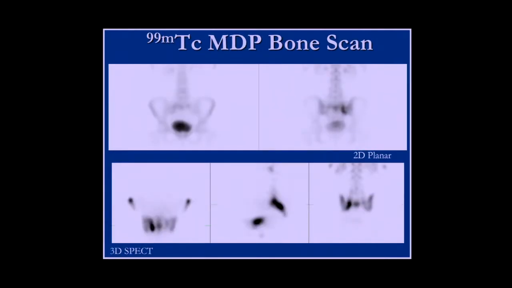By way of example, here's a 2D bone scan of the pelvis, front view, back view. And because we like to be dyslexic in radiology, if I'm looking at a back view, it's as if I'm looking at you from the back, so your right is on my right. So there's this thing here in the sacrum.